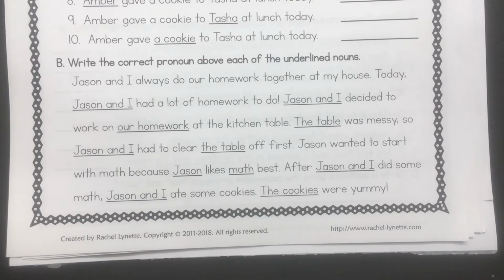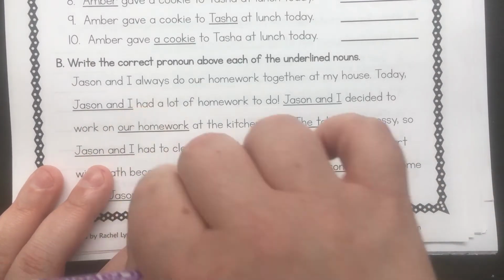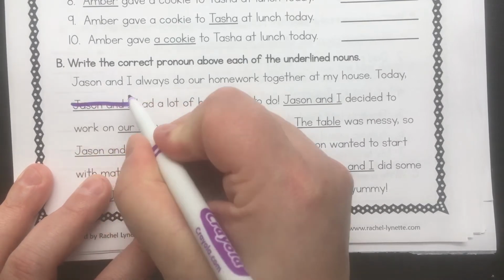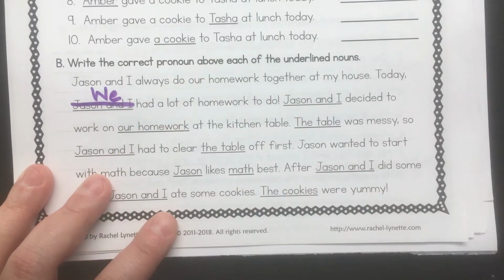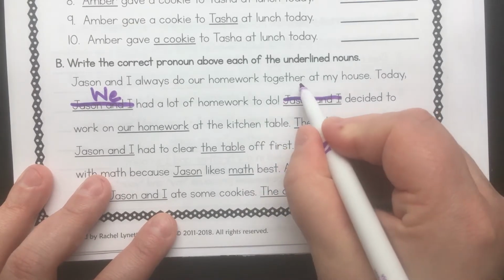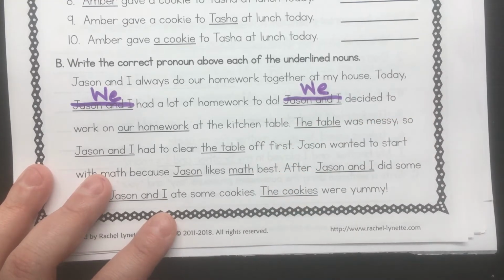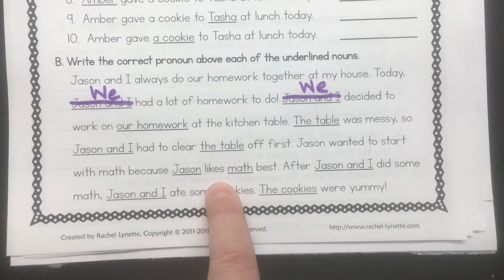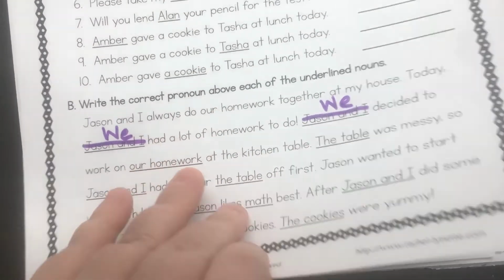So a good way to fix that is to replace it with pronouns to add more variety to our sentences and not be so repetitive and redundant. Okay, so instead of Jason and I, we could say we. Okay, and you just cross it off and put the correct one in there. All right, another one, we decided. Okay, so go ahead and cross off the pronouns and write the correct one in. All right, flip the page.